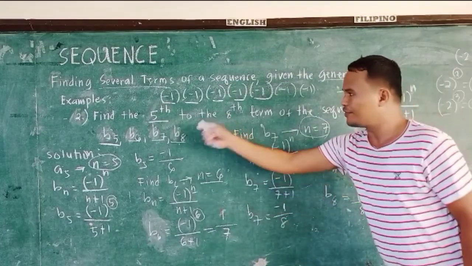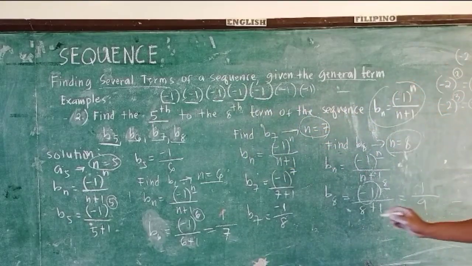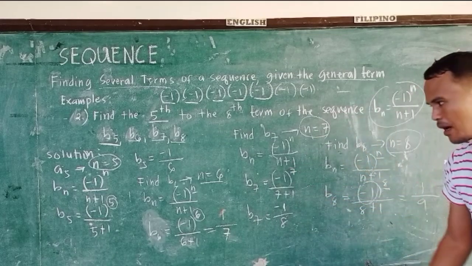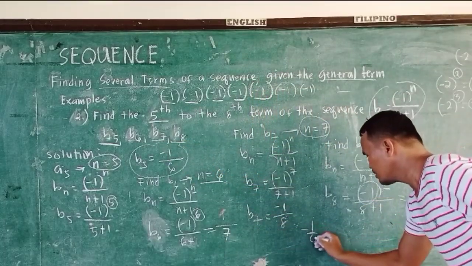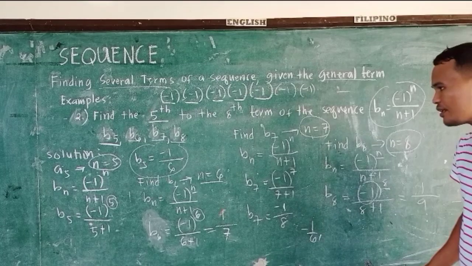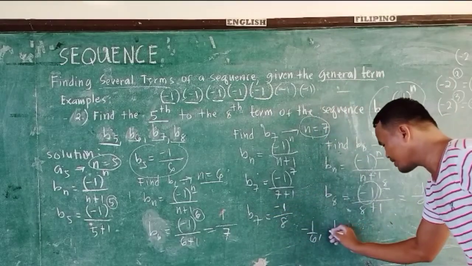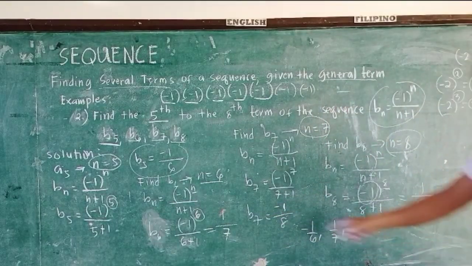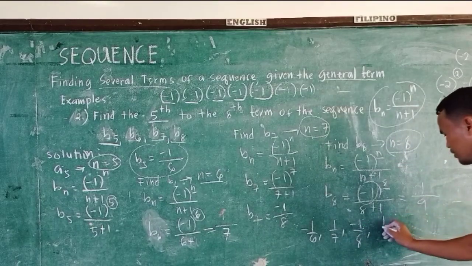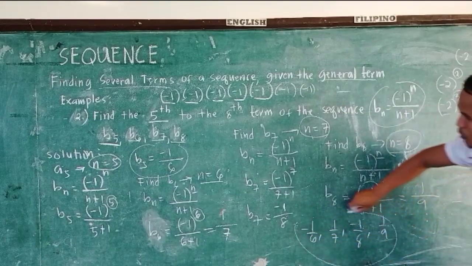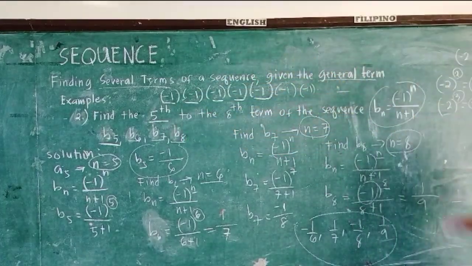So therefore, the 5th to 8th term of this sequence is starting with negative 1 over 6. And then the 6th term, which is 1 over 7. Then for the 7th term, it's negative 1 over 8. And for the 8th term, it's 1 over 9. So this is now the terms of this sequence from 5th to 8th term.